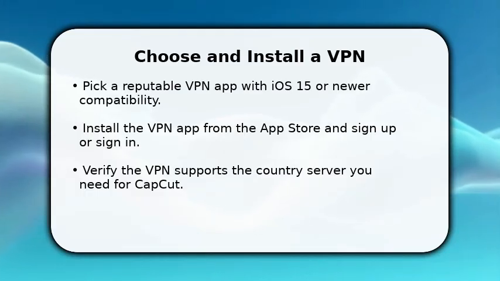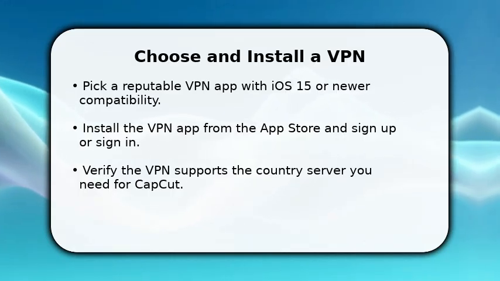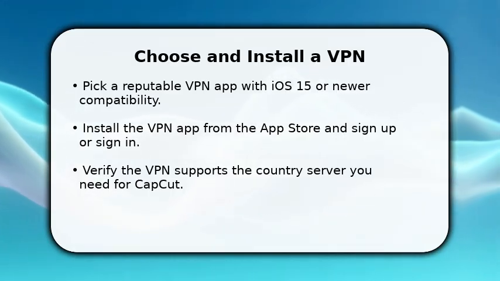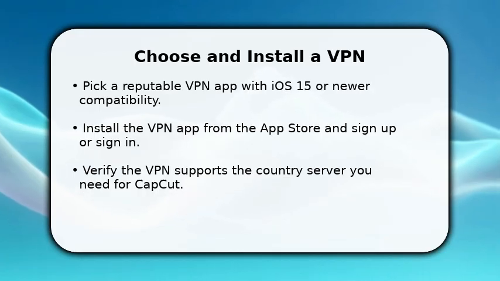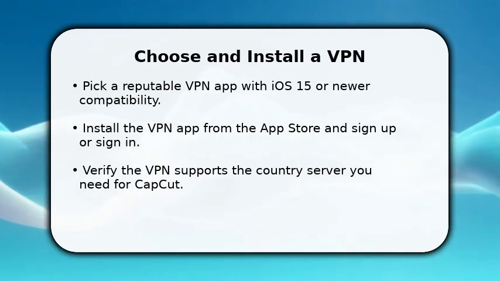Start by picking a reputable VPN app that supports iPhone and iOS 15 or newer. Choose providers that list fast servers and clear privacy policies. Open the App Store and install the VPN app, then create an account or sign in. Grant the app permission to add VPN configurations when prompted by iOS.